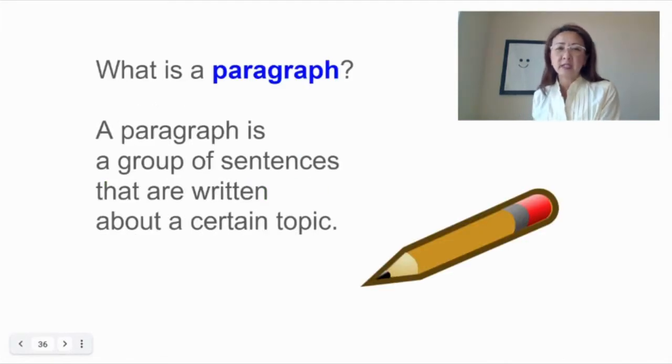Let's begin by asking, what is a paragraph? A paragraph is a group of sentences, so more than one sentence, that are written about a certain topic. When you are reading, you'll see that a paragraph is a group of sentences set apart from other paragraphs by indentation or a skipped line because they talk about a certain topic.